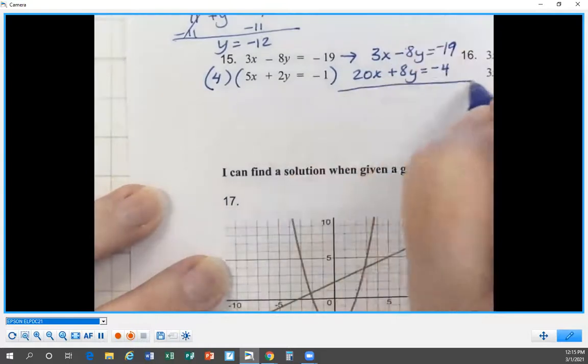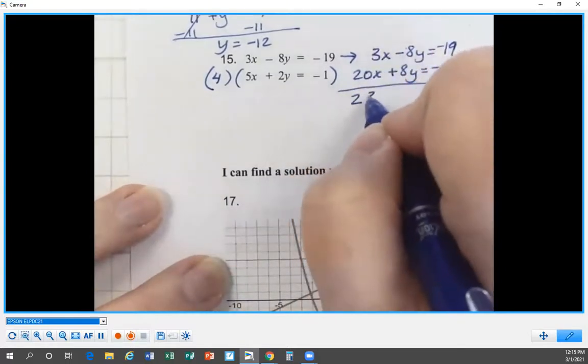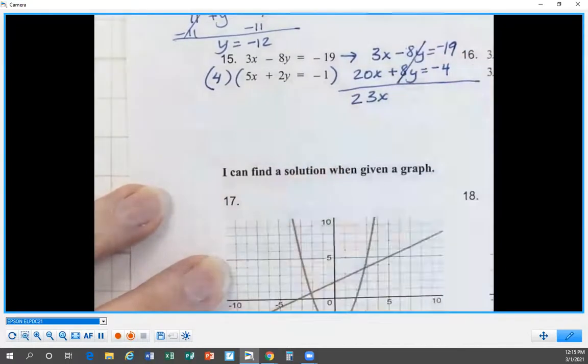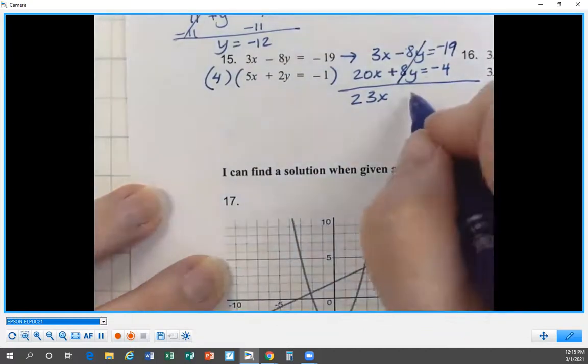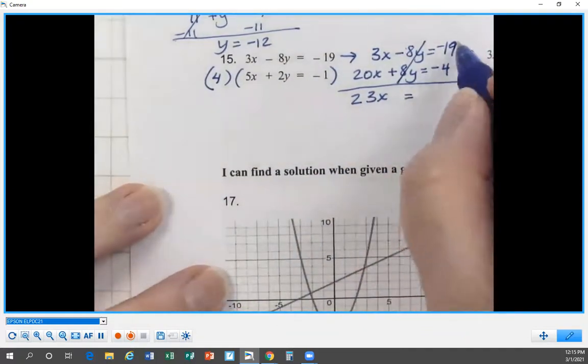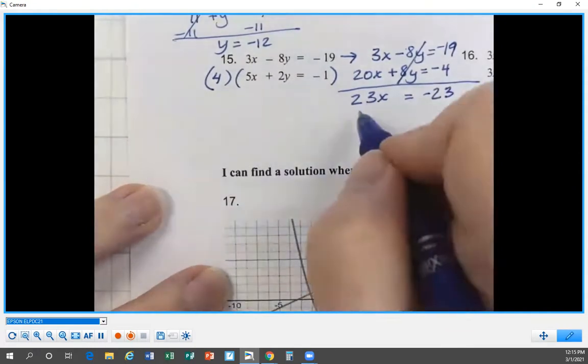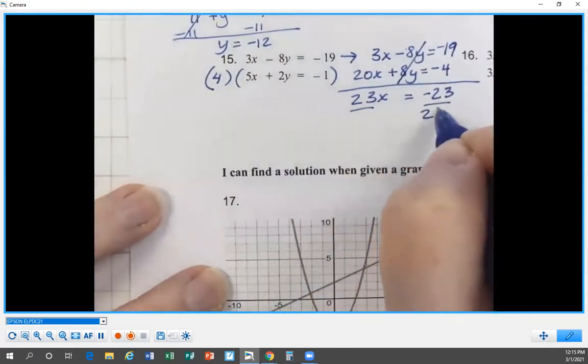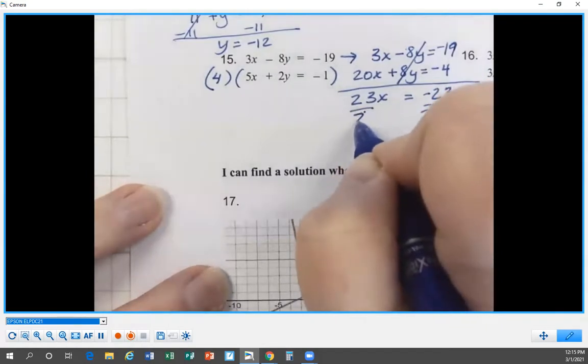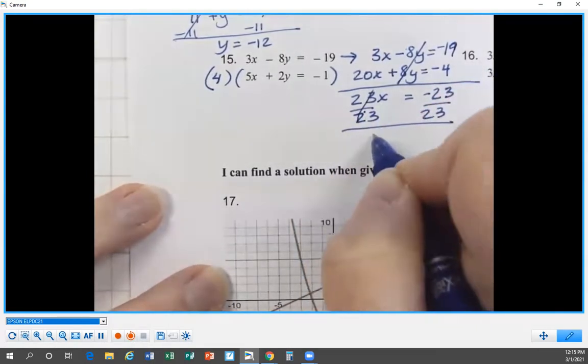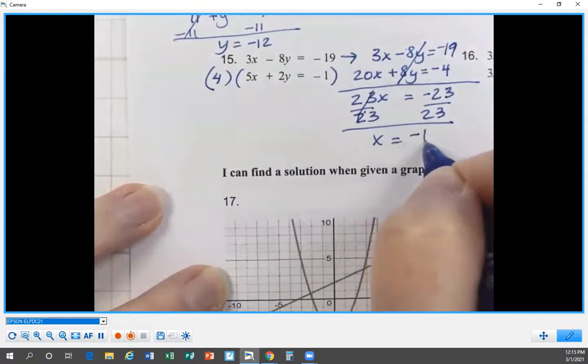Then we add the two equations together. We get 23x. Negative 8y plus 8y is 0. Bring down the equals. Negative 19 minus 4 is negative 23. Divide each side by positive 23 to isolate the x. This gives us x equals negative 1.